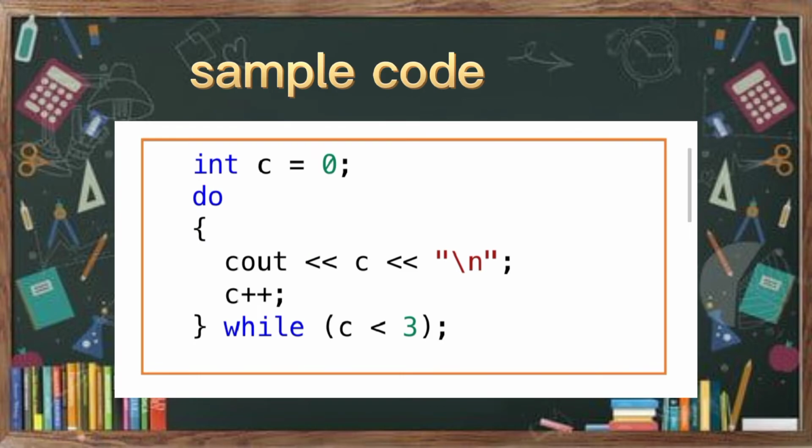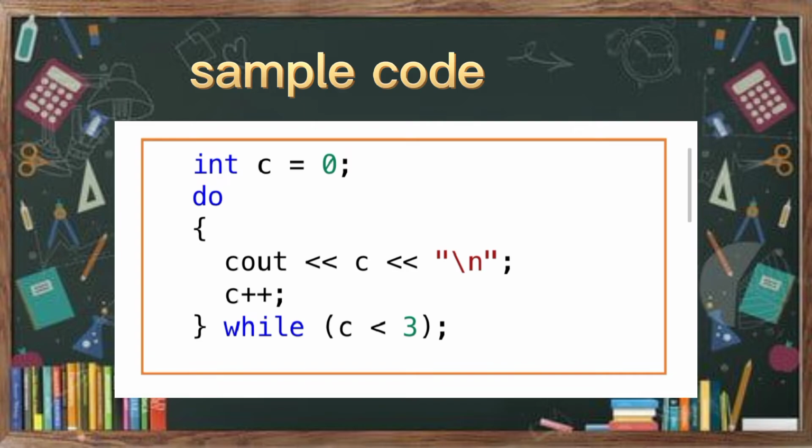Sample code fragment. The initial value of variable c is 0. It goes immediately to the block of statements within the loop which prints 0. It then increments the value of c where c becomes 1. It goes to the condition where c is evaluated. Since 1 is less than 3, it goes again to the block of statements within the loop which prints 1 and increments again the value of c, where c now becomes 2.